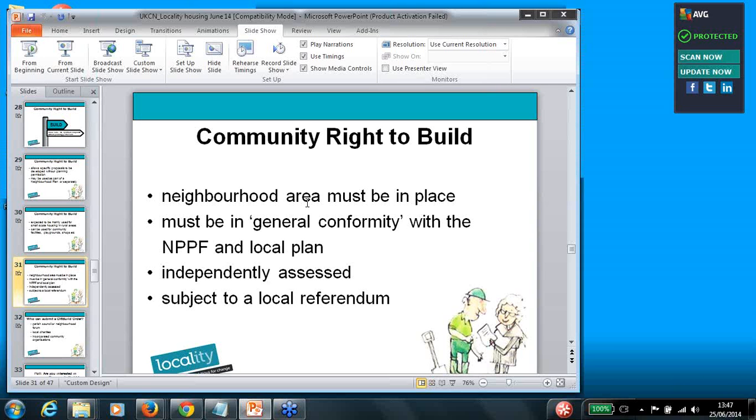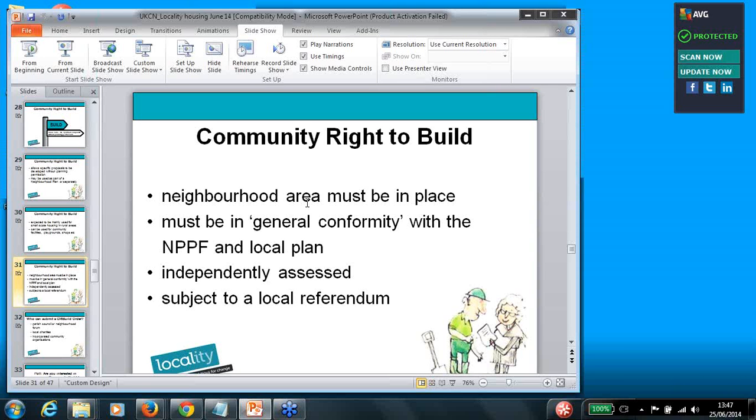The other time that a community right to build is going to be of use is where a normal planning permission would be likely to run into problems for one reason or another. In those cases, the fact that you've got a community right to build in place will be helpful to you.